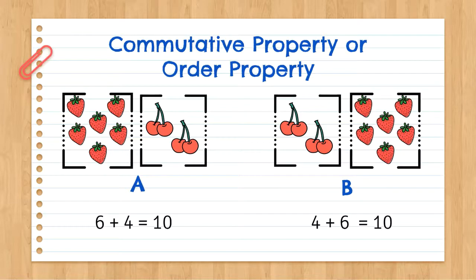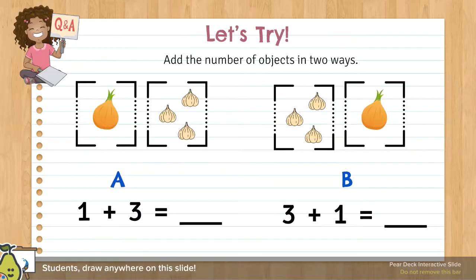Now let's try to answer if you really understood the meaning of order property of addition. So I have here set A and set B. In set A, I have 1 onion plus 3 garlics. How many do I have altogether? Correct, there are 4. And if we change the position of the addends, we're going to change it to 3 plus 1. What is our sum? Correct, it's still 4. Good job.